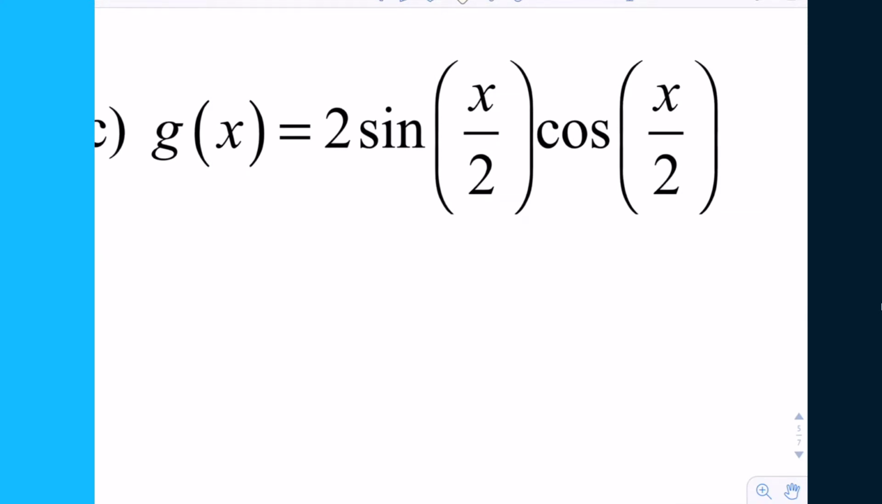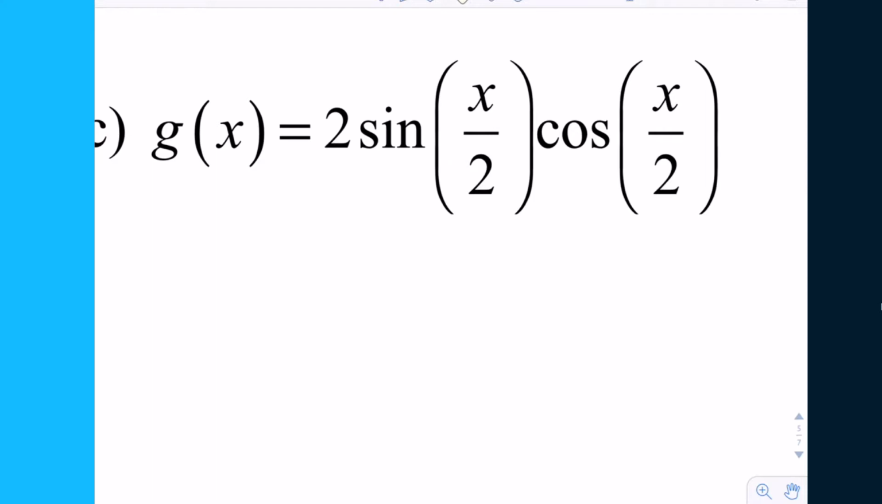Okay. How about this one? I love this one. We have g of x equals 2, which is a constant multiple, times sine of x halves. Is that plus? No, that's times cosine of x halves. Uh-oh. We have a variable function times a variable function. We have a product of two variable functions. Can we use the sine and cosine rule on that? Do you think it's just the derivative of this times the derivative of that? No. So that's one problem we're facing.